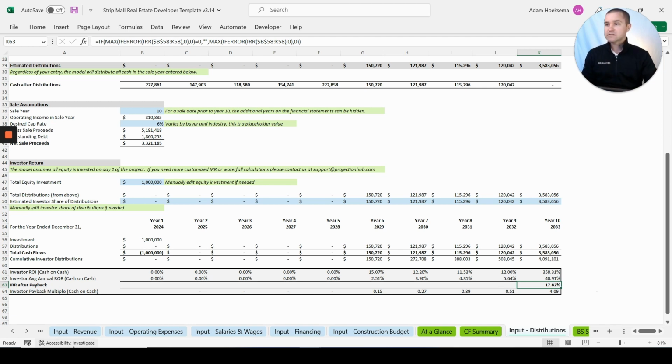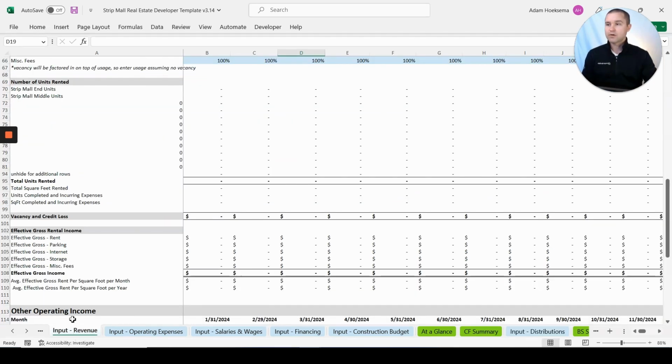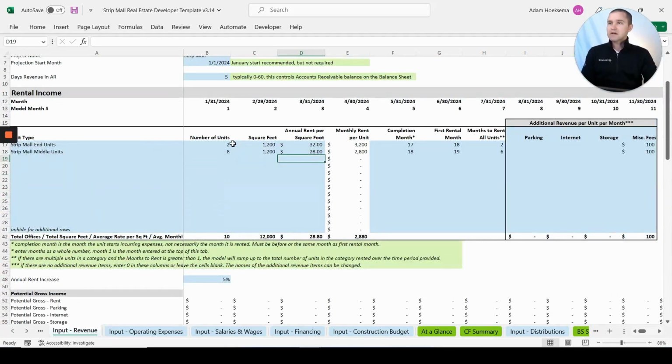Okay, so let's go ahead and go back to our input revenue tab. So here you can enter in the different unit types. And so we're going to say we have 2 end units and 8 middle units, all of which are 1,200 square feet. Here's the annual rent rate per square foot. And then the model is going to estimate your monthly rent.